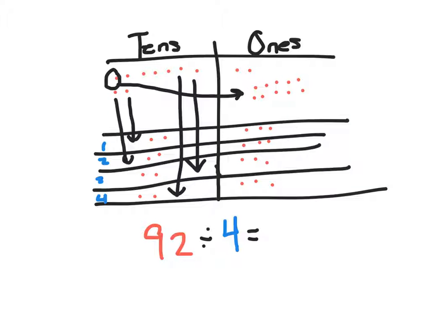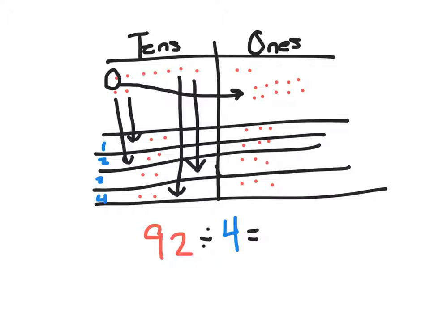So here's all my work for the problem I just had you do. I drew out a place value chart because this is easiest for me. So I put 9 dots in the tens column, and then 2 dots in the ones column, and then I distributed them equally between the 4 groups. And in the tens groups, I got 2 dots per group. So that means there's at least 20 in each group.